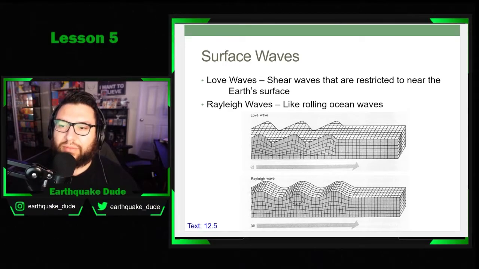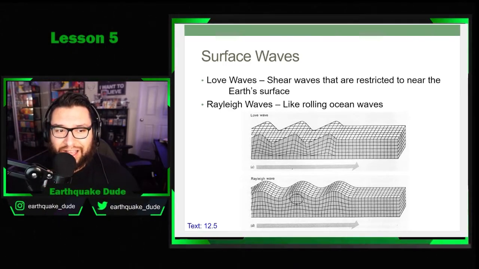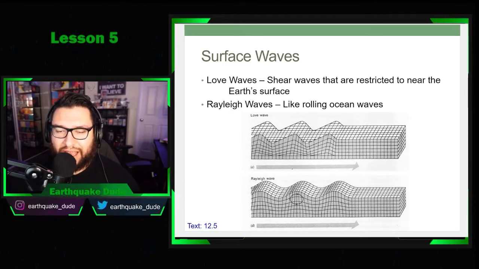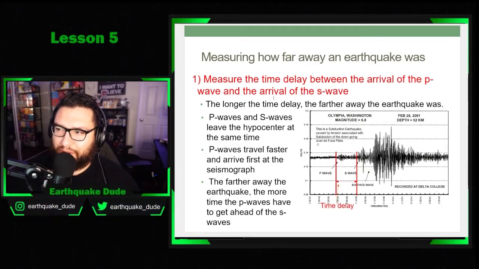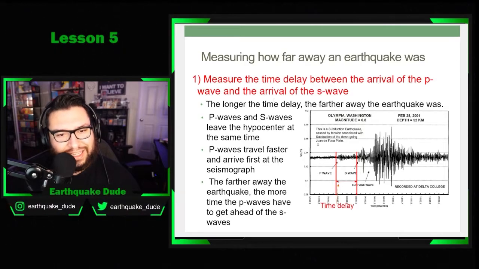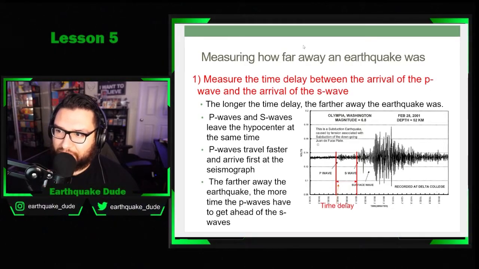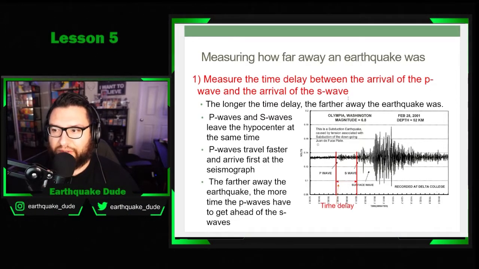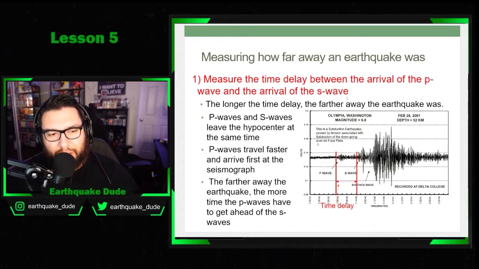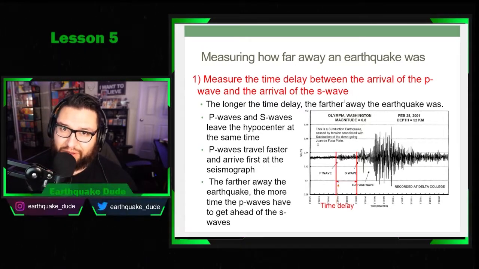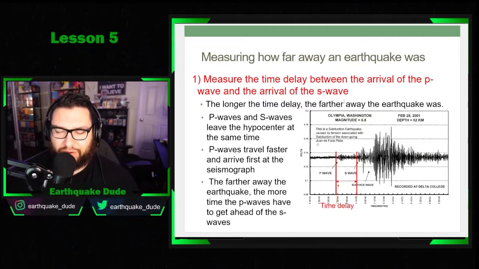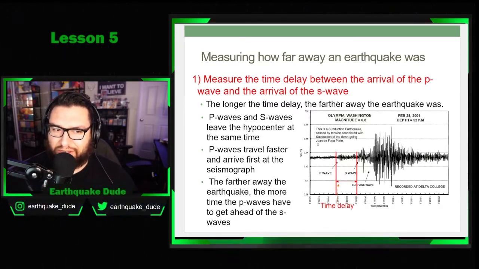Okay. So now that you have a background on the different types of seismic waves, how do we measure the epicenter of an earthquake? Well, it all starts with finding the time delay between the arrival of the P wave and the arrival of the S wave. Now, in general, when the epicenter of an earthquake is close to a seismic station, the time delay is usually going to be small, and that's because they don't have to travel that far to get to the seismic station.